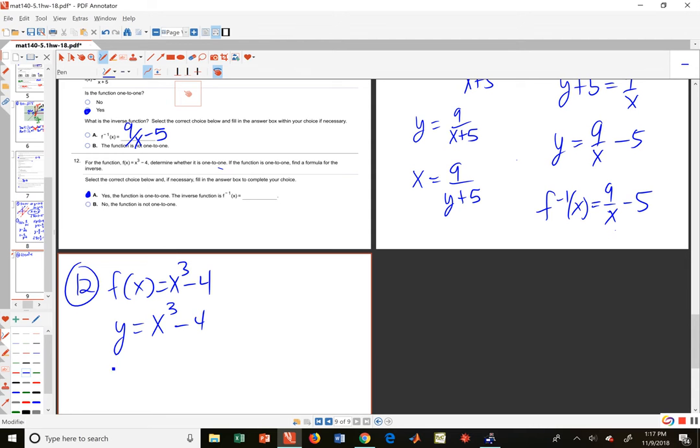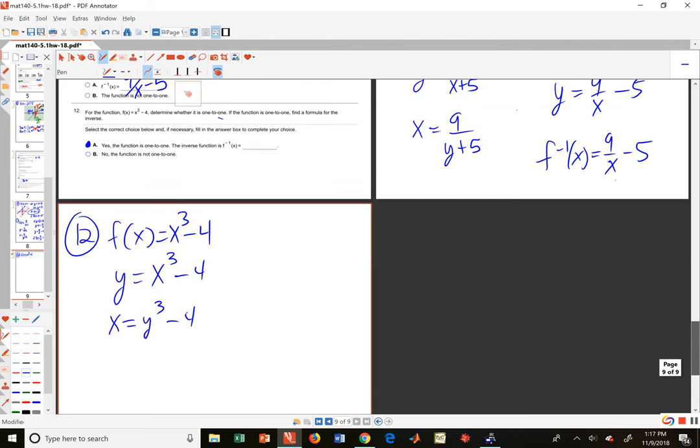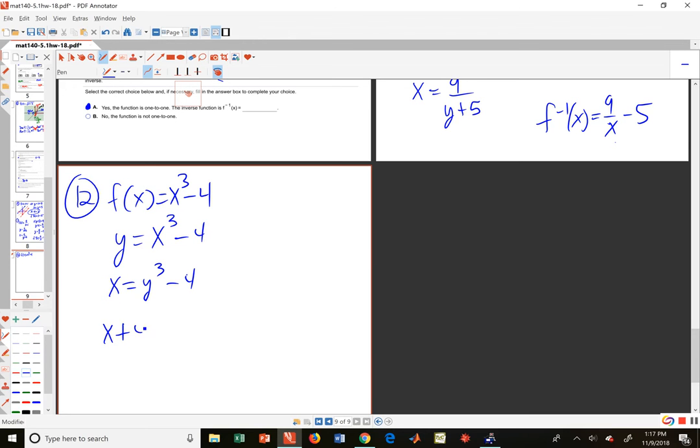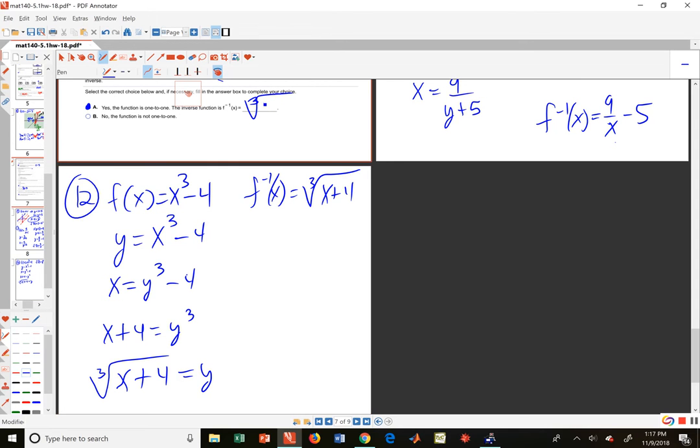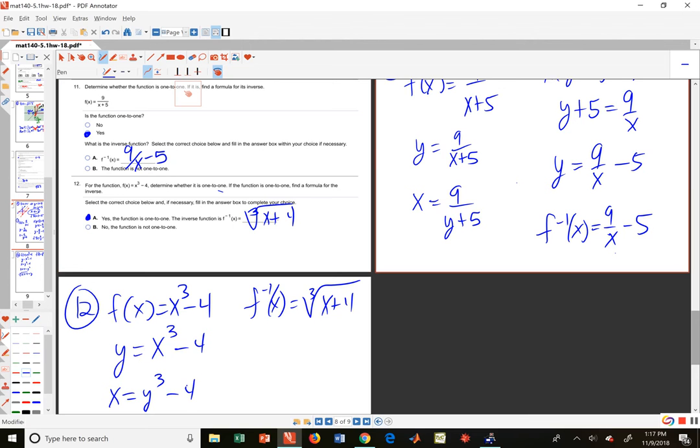So you introduce the y, you switch places, and then you solve for the new y. So the 4 comes over, you take the cubed root of both sides, and there is f inverse. So f inverse is the cubed root of x plus 4. That's what you put right there. Okay. So it's not just the cubed root of x cubed minus 4. It's the cubed root of x plus 4.